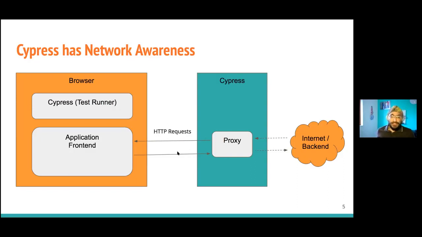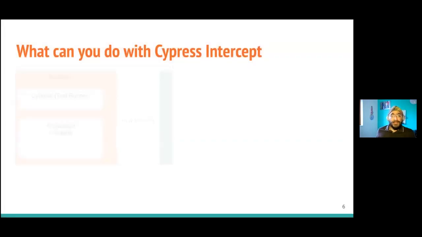All of those requests pass through a proxy in Cypress. Because of this, Cypress knows any and every request that is going out of the application to the internet or to your backend, and what responses are coming back from it. So with this, we can ask Cypress to do a lot of things when a request is generated from the application. And that's what you can do.